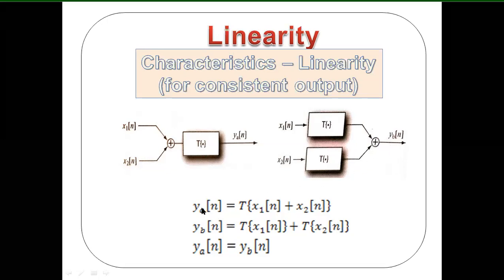So you can see that ya[n] is the system's output when the inputs are added first. The second output, yb[n], is the output where the responses to the inputs are added later. Supposedly, if the system is linear, the outputs should be the same. This is what we learned yesterday, the same things.